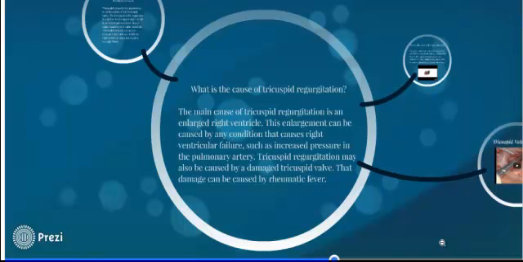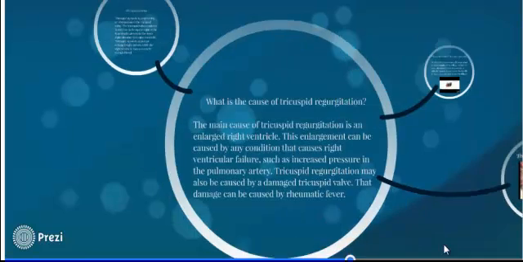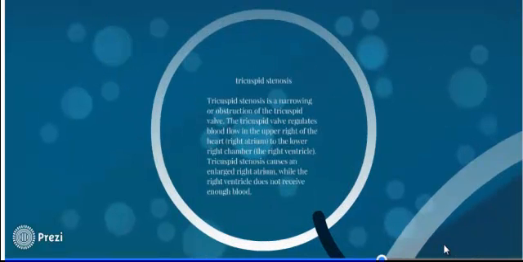So this is information that I said before, to what is the cause of the tricuspid regurgitation. We will continue to what is the tricuspid stenosis. The tricuspid stenosis, it's just a blockage that prevents blood flow. It's a little definition about that.